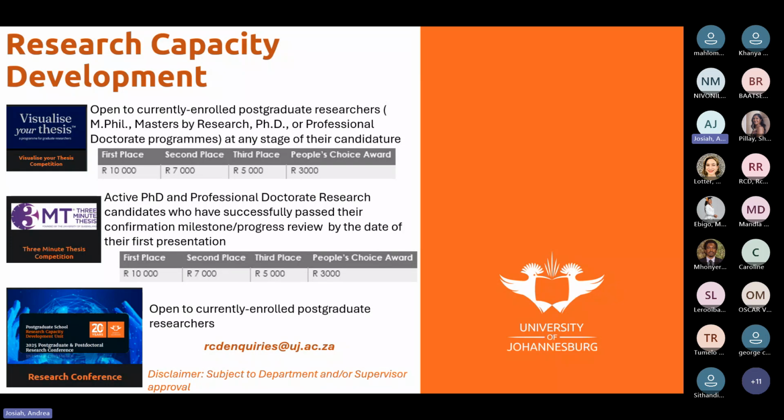For more information, you can email us on rcdinquiries@uj.ac.za. We are also available if you log on to the U-Link and navigate to the Moodle tab. You can find all the information at the Moodle tab and also the RCD website.